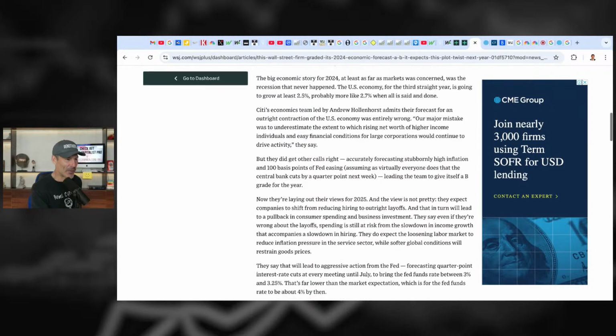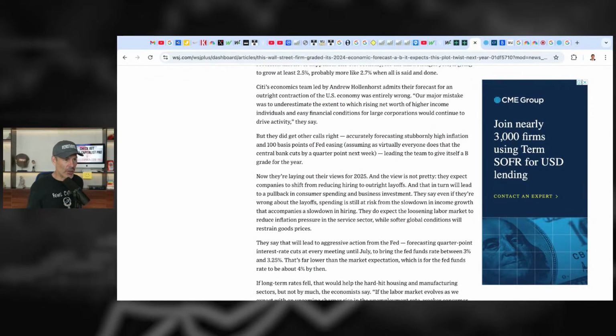But anyway, Citi's economic team, led by Andrew Hollenhorst, admits their forecast for an outright contraction in the U.S. economy was entirely wrong. "Our major mistake was to underestimate the extent to which rising net worth of high-income individuals and easy financial conditions for large corporations would continue to drive activity." So just based on this quote, I don't know who this Andrew Hollenhorst is, but he sounds like he's sharp, because these are really good insights, and again, off consensus.